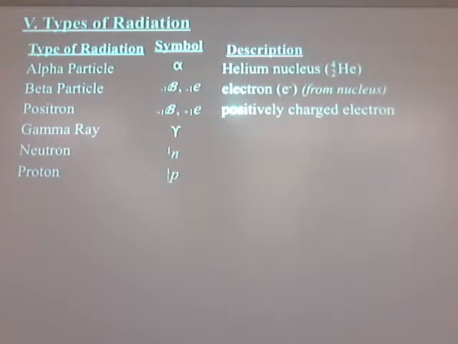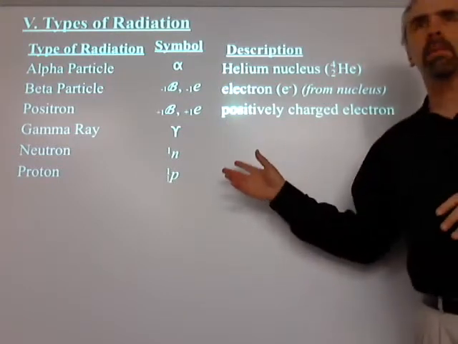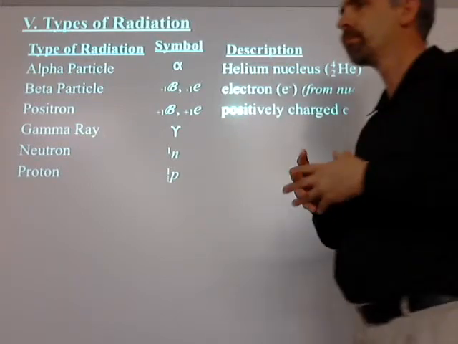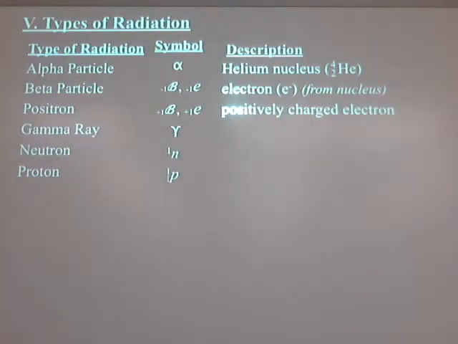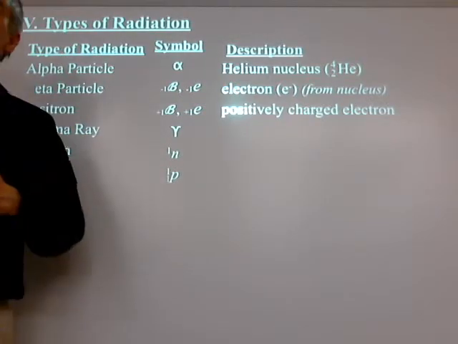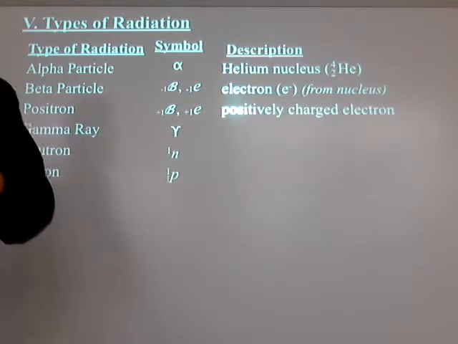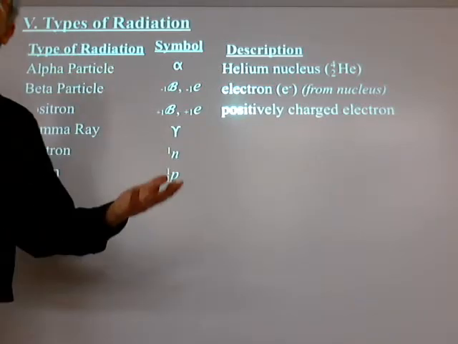We'll talk about those a little bit more. Gamma rays are often given off kind of like, remember when we did quantum theory, and we excited electrons in flame tests. They gave off different colors. We excited the electrons, they went to higher energy levels, they fell back down, and they gave off energy that we saw as light.